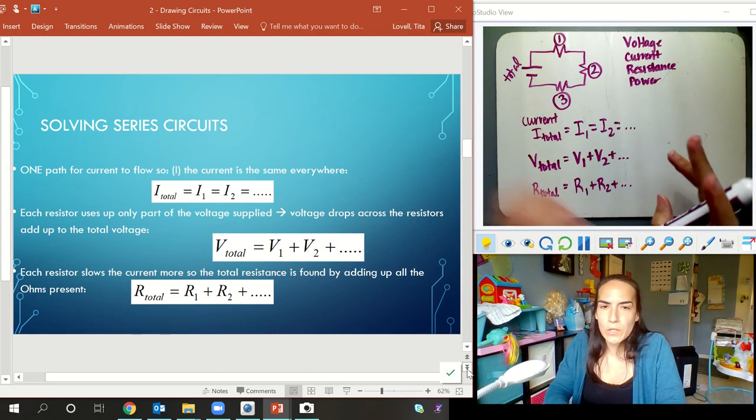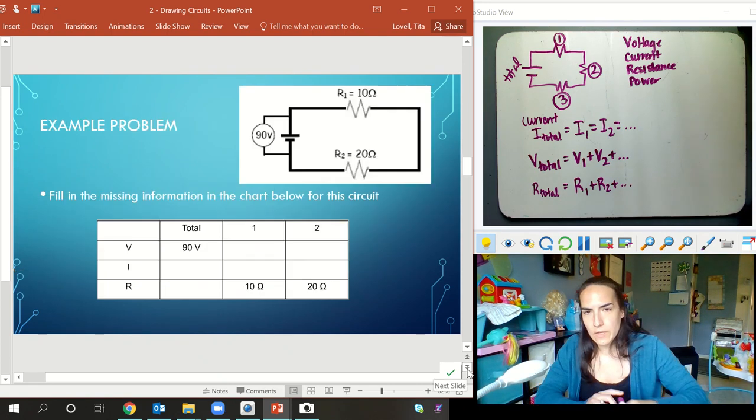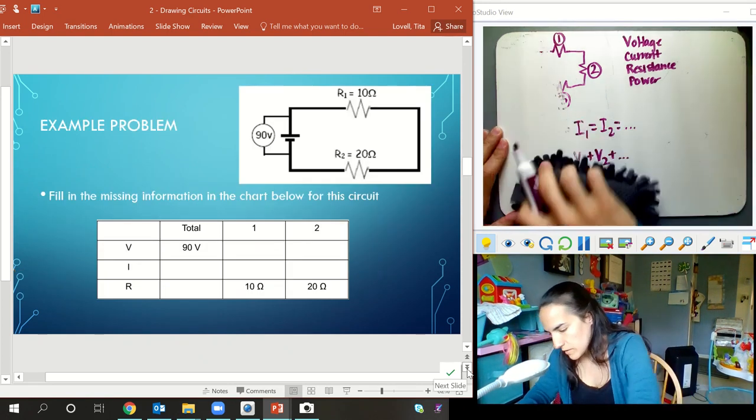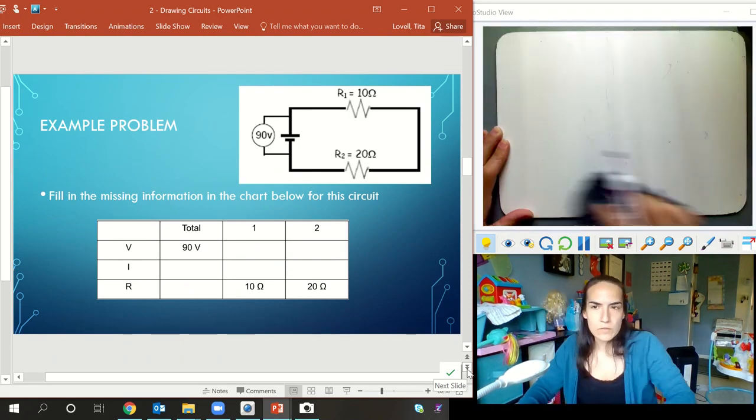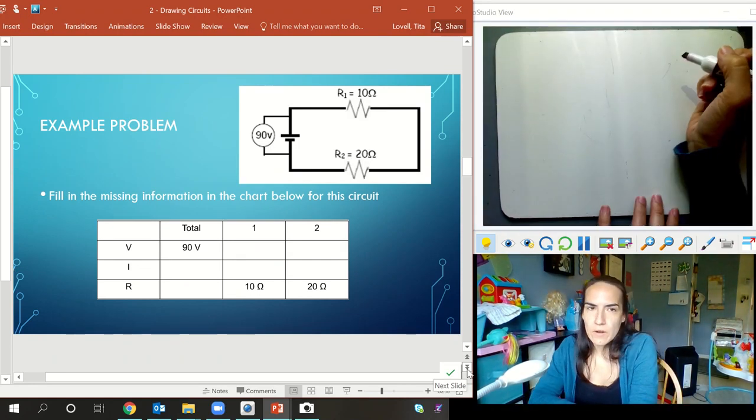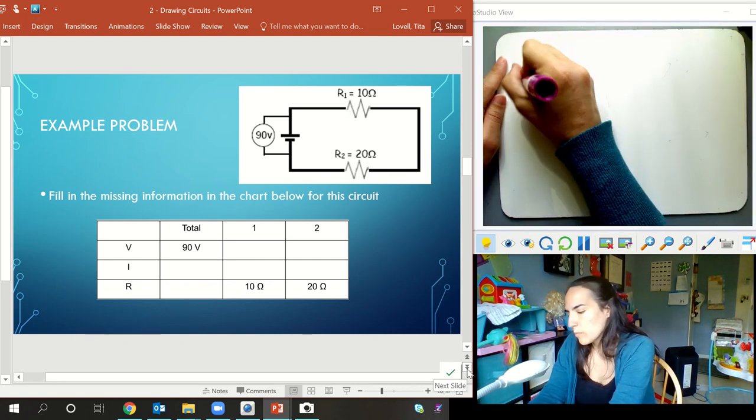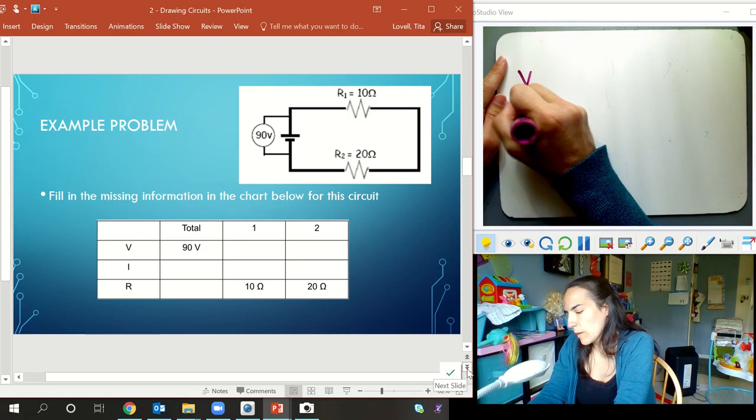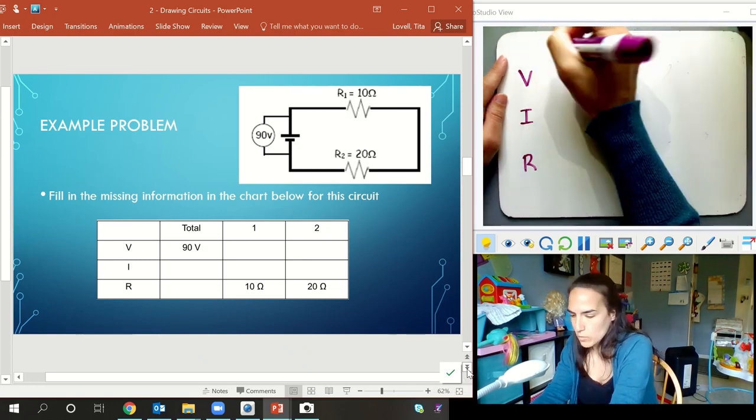I want to go ahead and do one with you just so you get an idea of what that's like. In this case, we only have two resistors. You see there, we've got all that information listed. It shows you V1, V2. What I'm going to do is make a big version of this table here, and I'm going to write some extra things to help you when you're creating your tables at home.